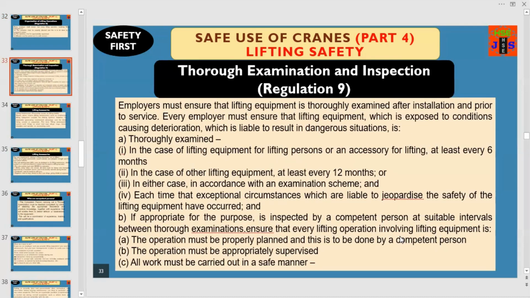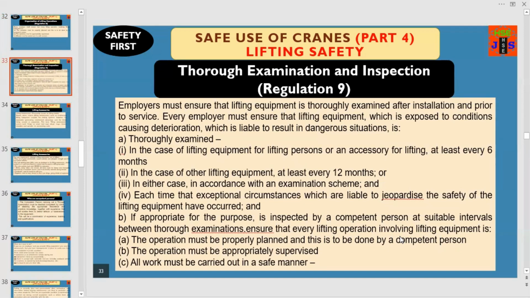Let us discuss now the thorough examination and inspection of lifting equipment, regulation 9 of power. Employers must ensure that the lifting equipment is thoroughly examined after installation and prior to service. Every employer must ensure that lifting equipment which is exposed to conditions causing deterioration, which is liable to result in dangerous situations, is thoroughly examined.